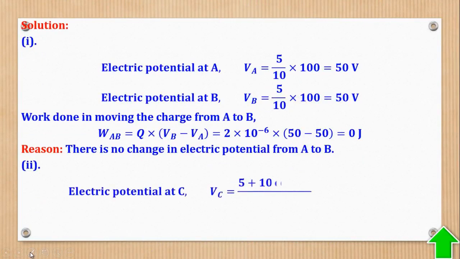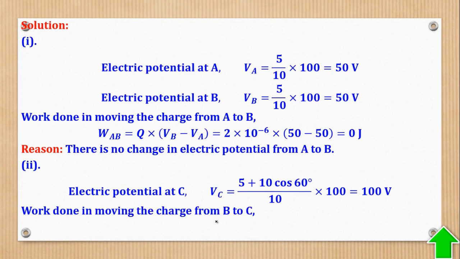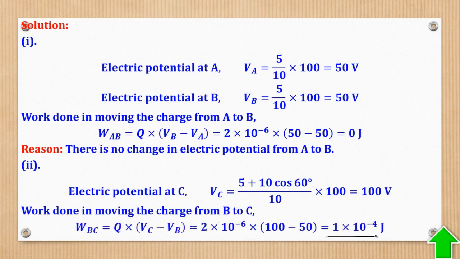So we shall come here and say that electric potential at C is equal to the fraction, so the distance was 5 plus 10 cos 60 over the total distance, which is 10, multiplied by 100. You'll be able to get 100 volt. Therefore, I can now get the work done from charge times potential difference, and that's what they wanted.